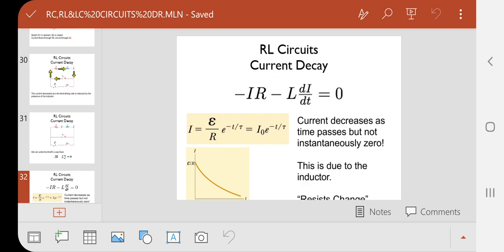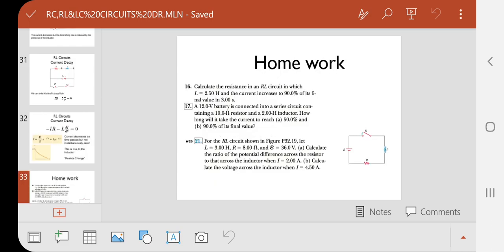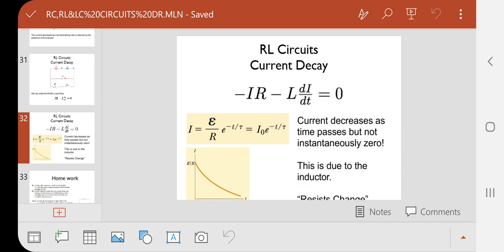So I is equivalent to e power minus R by L t. The current decreases as time passes, but not instantaneously to 0. So I is equal to V by R e power minus t by tau. This shows how the current varies with respect to time, and it decreases. So this is about the RL circuit.